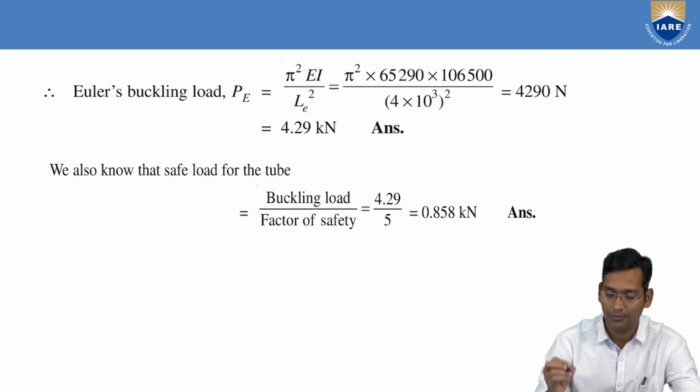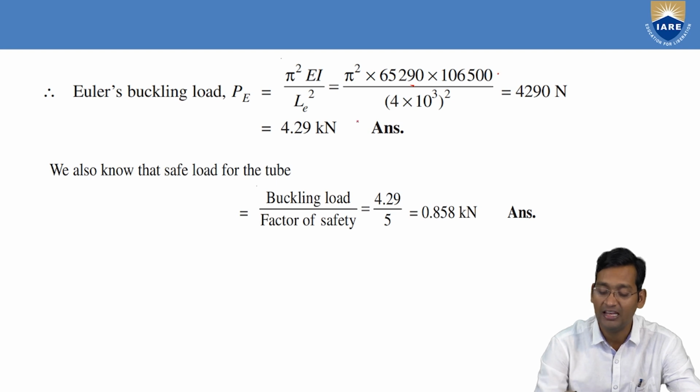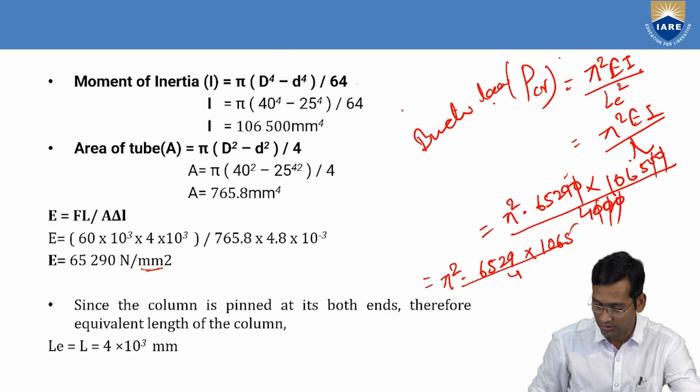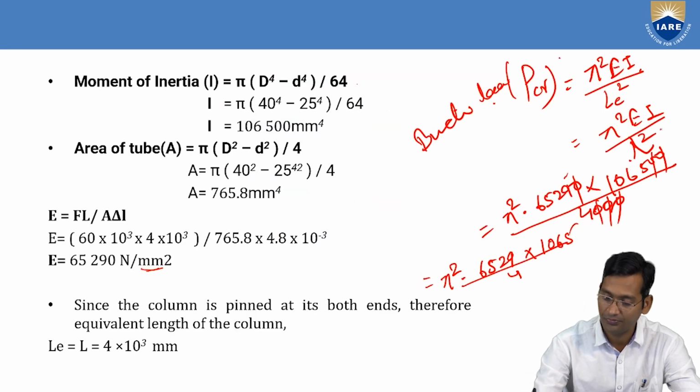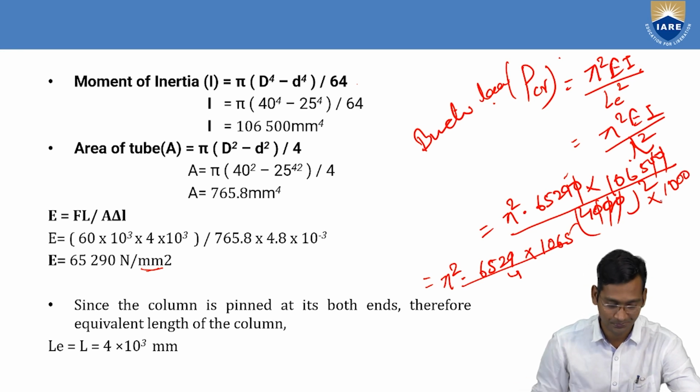So now let's see here. After putting pi square EI, pi square 65290, value of E, I as 106500, and LE square is there. Sorry, here L square is there, because I missed the square here. So this whole square, so here 3 more zeros will be there.